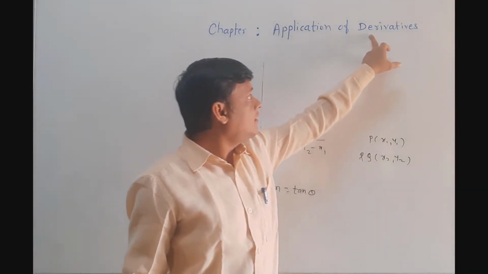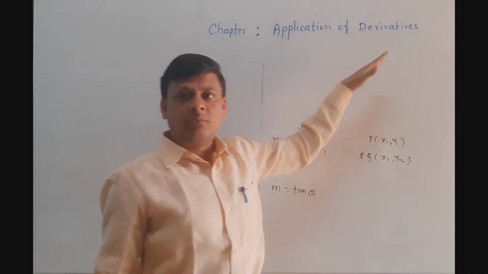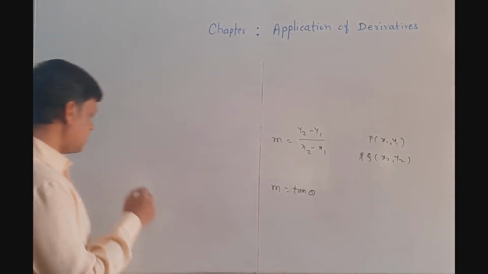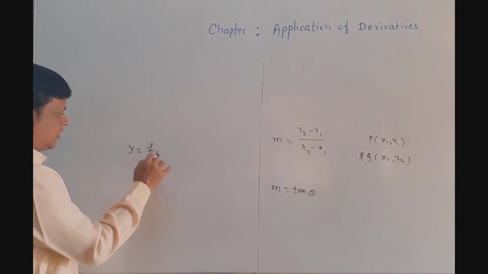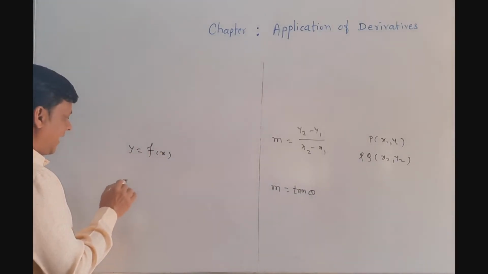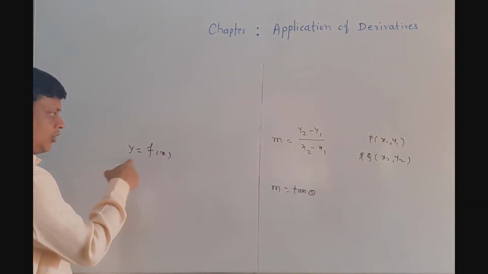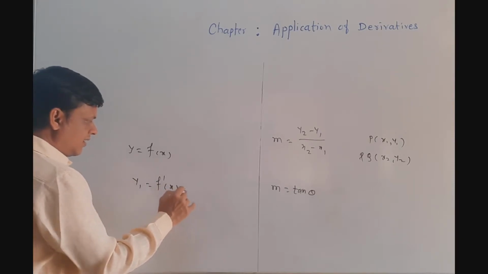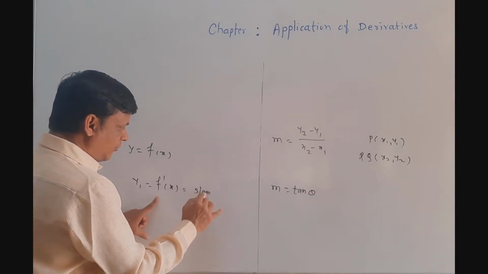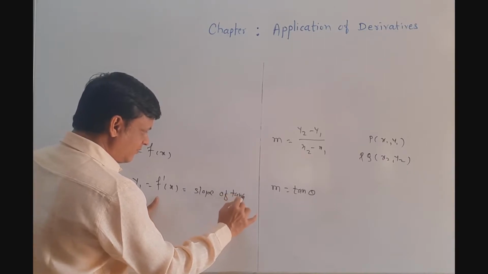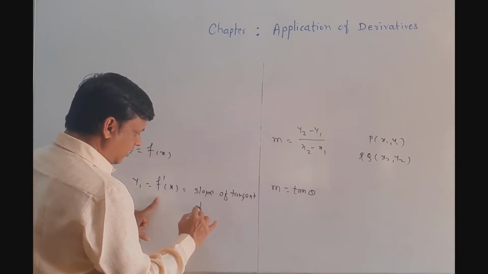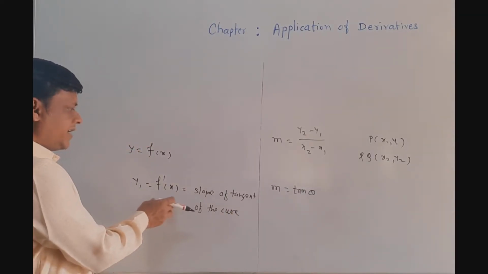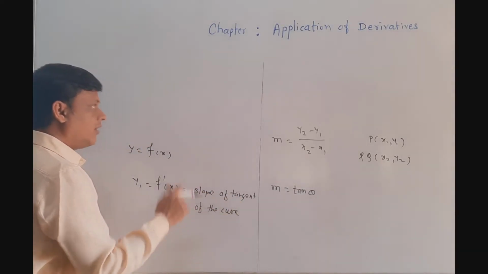That means derivative is nothing but the slope of that curve. If the function is y is equal to f of x, when we find the derivative of this function, that is y1 is equal to f dash of x, this f dash of x is the slope of the tangent of the curve. That means here this f dash of x is the slope of the tangent of the curve.